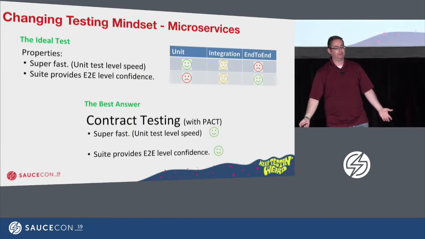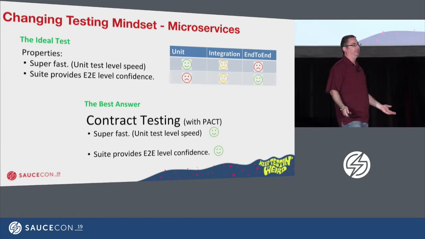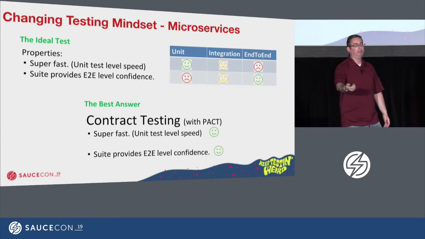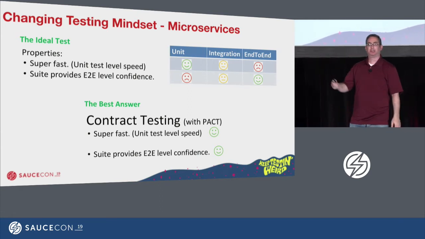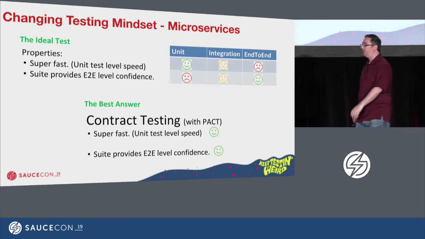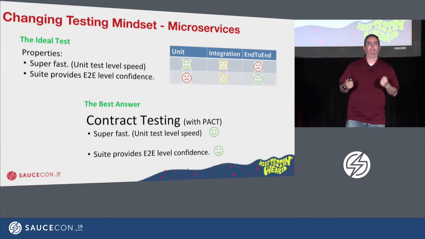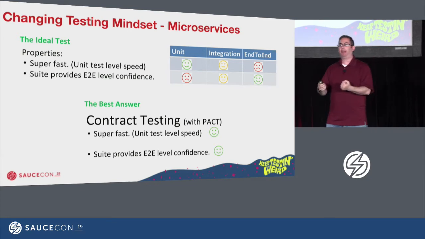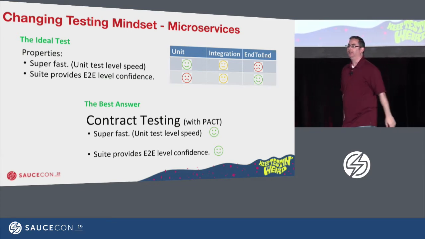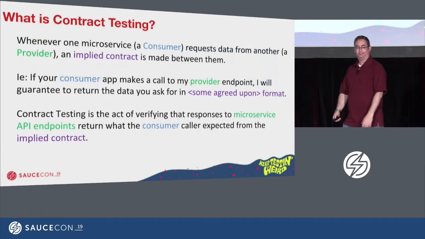So what's the answer? Well, the best answer is contract testing. I'm going to give you some examples using PACT. It's a consumer-based contract testing tool. And PACT really gives us both that speed and confidence that we're looking for. It's a paradigm shift in the way that we think about testing, but it's an important one.